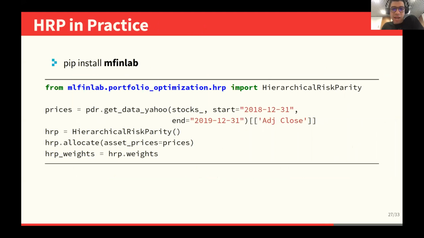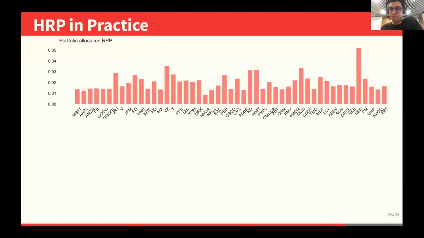But anyways, getting back to the code here, I'm just downloading some 40-something stocks from Yahoo Finance. Everyone is familiar with that. And then the code is really straightforward. It's basically one line of code. You create an object from this class, and then you use the allocate method, passing the prices or the log returns or the returns. It will take care of it for you. And then you get back the weights. Let's see how it performs in practice.